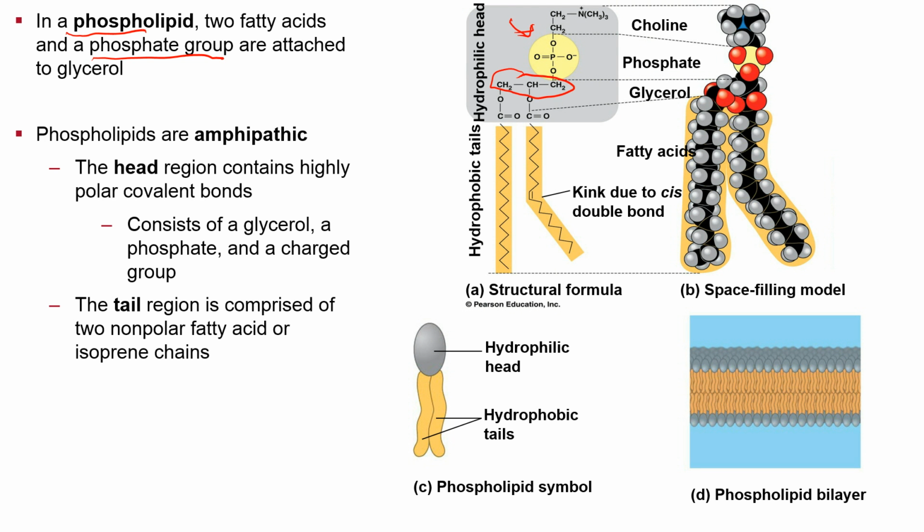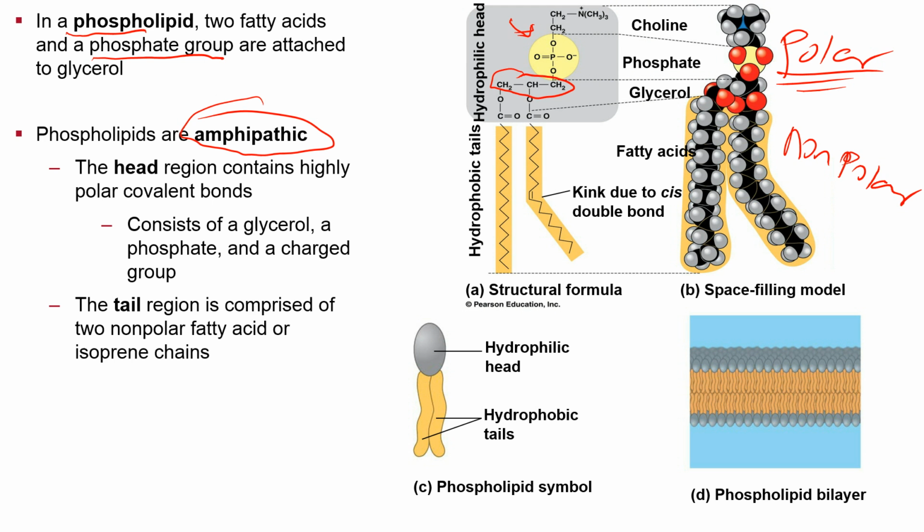And we talked about how phosphate is a polar functional group. So here you have this polar functional group up top, this phosphate group. And then here you have two fatty acid tails, which are non-polar. So you have a molecule that's both polar and non-polar in different regions. What we call this is amphipathic. So the molecule is both polar and non-polar.